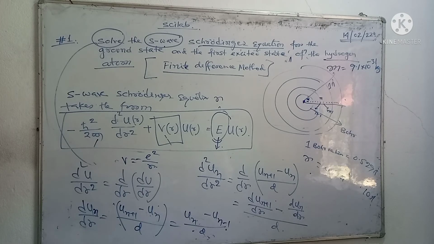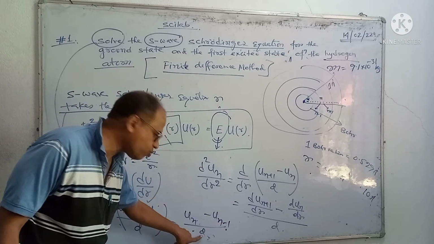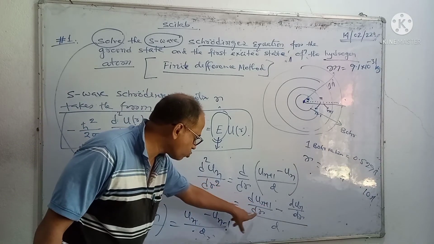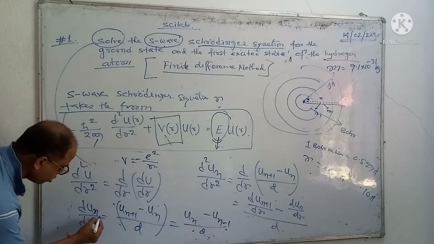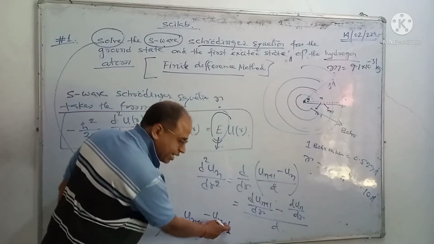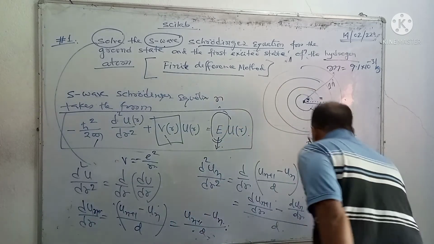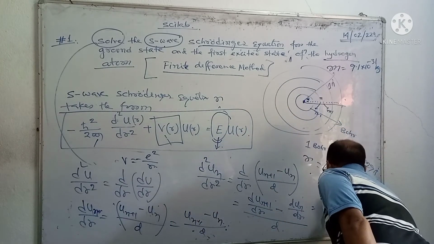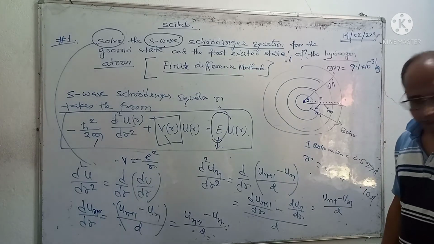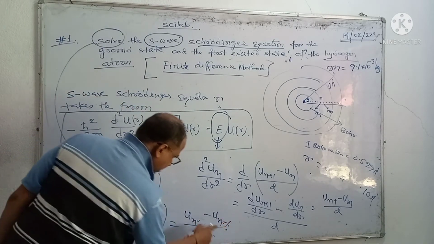Right? Now, you have dun by dr is equal to un minus 1 by d. So see, what will dun plus 1 by dr be? If you put n plus 1 here, then it becomes n plus 1 minus 1, that means n. So what will happen? dun by dr is equal to un plus 1 minus un by d. Next, dun by dr is equal to this.